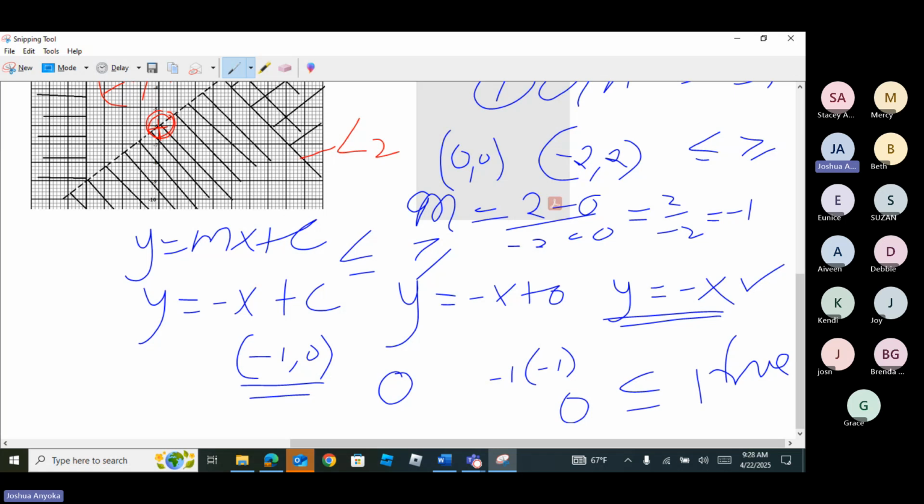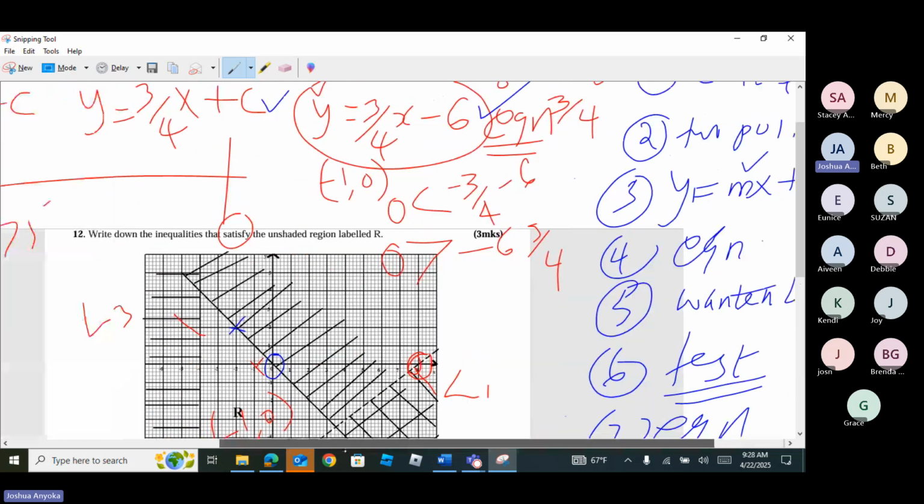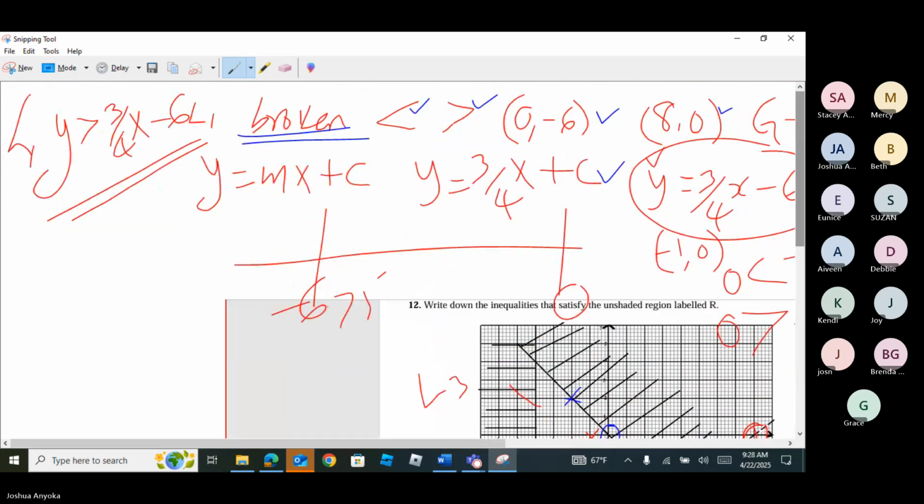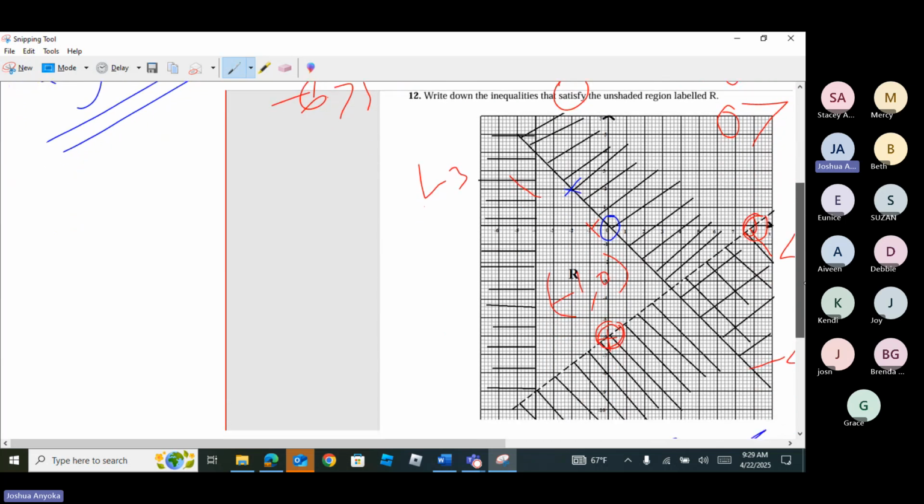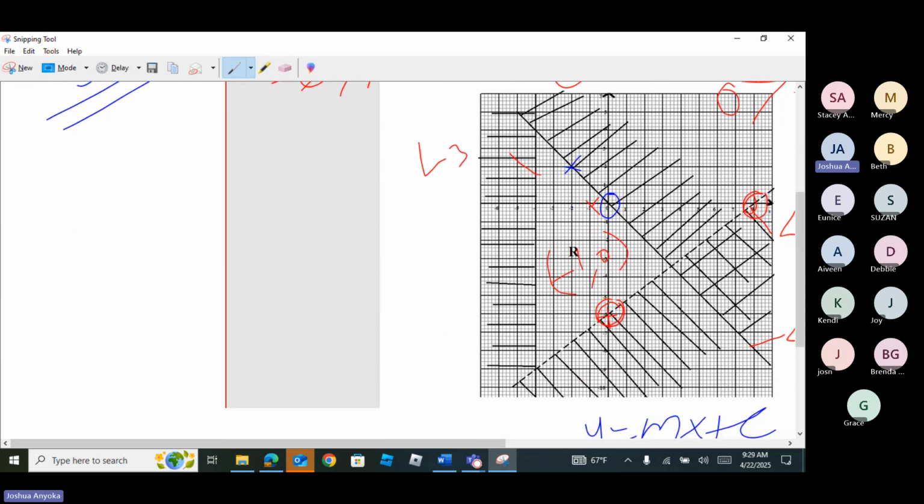So now for our inequality for line 2, instead of equal signs, we put the inequality sign, and that is giving us a true statement. So y is less than or equals to negative x. That's our line 2. So our inequality for line 2 is y is less than or equals to negative x. That is the second inequality. If you have the steps right, you can even do them very fast.